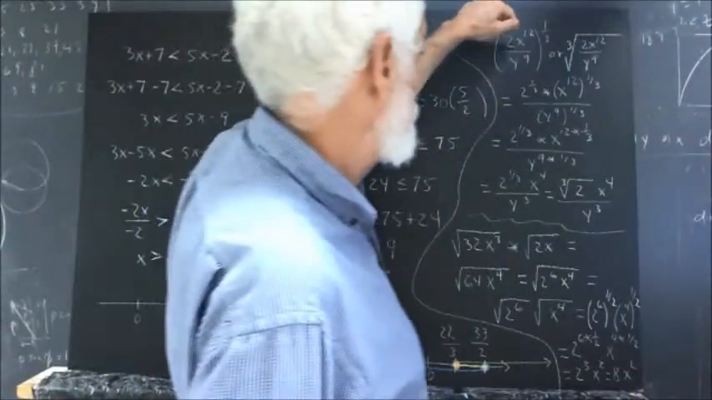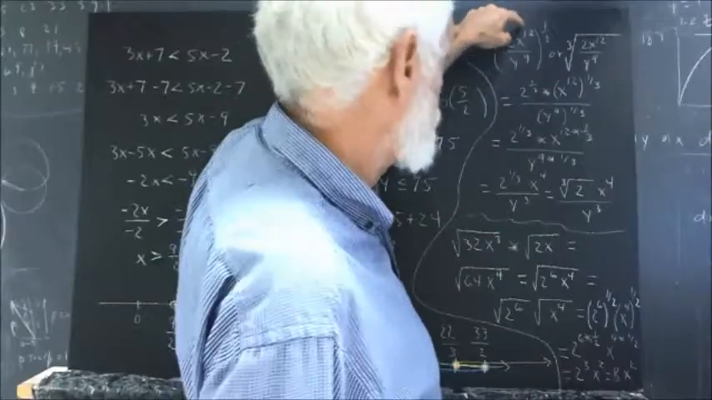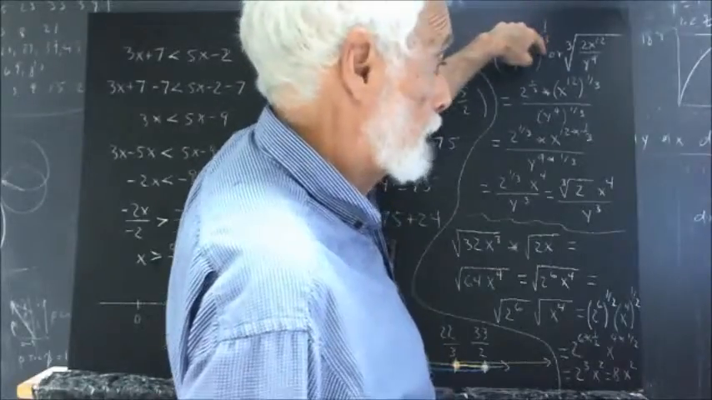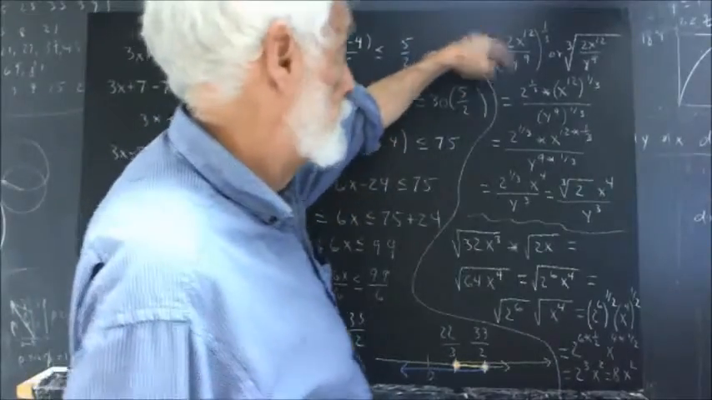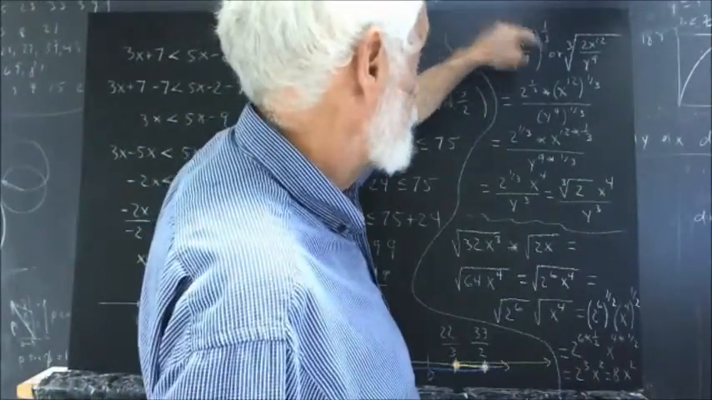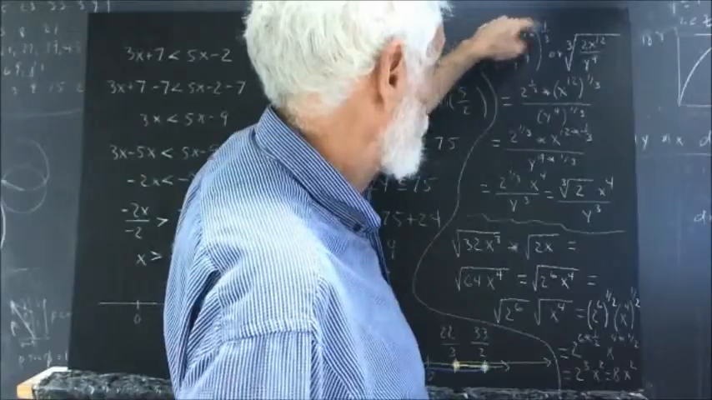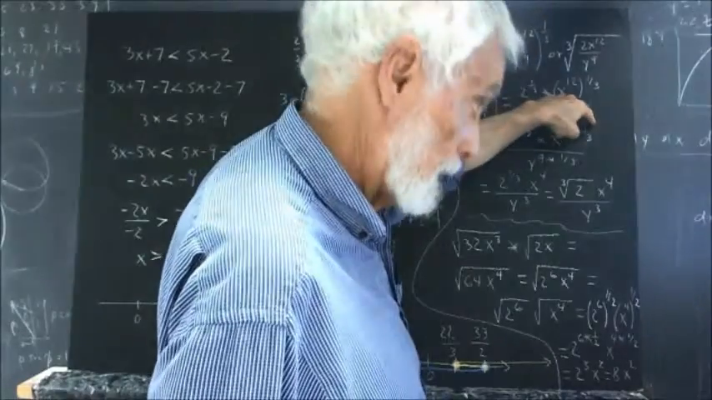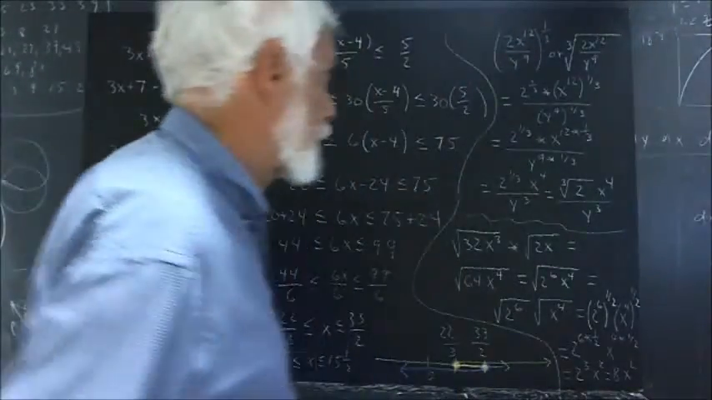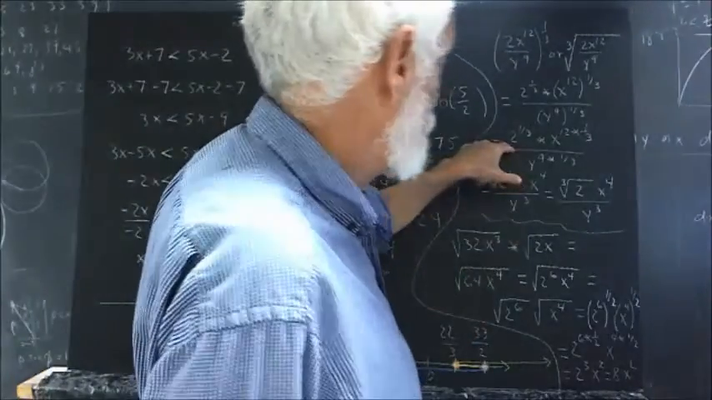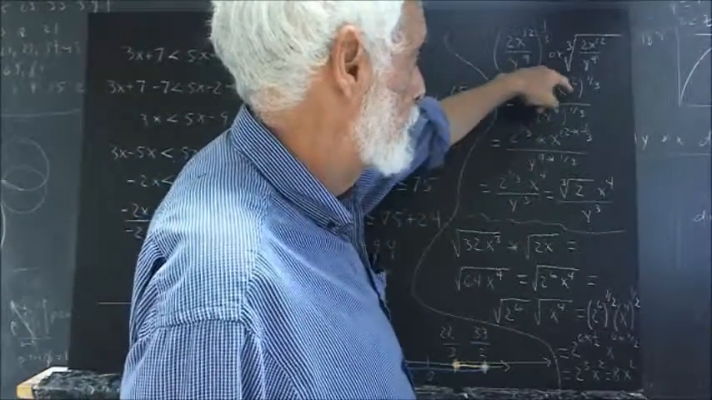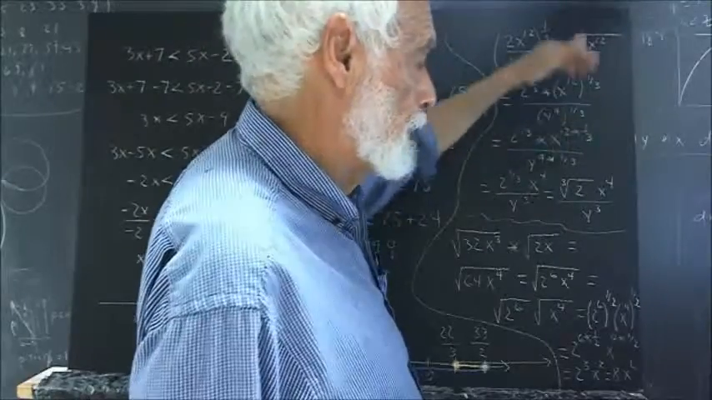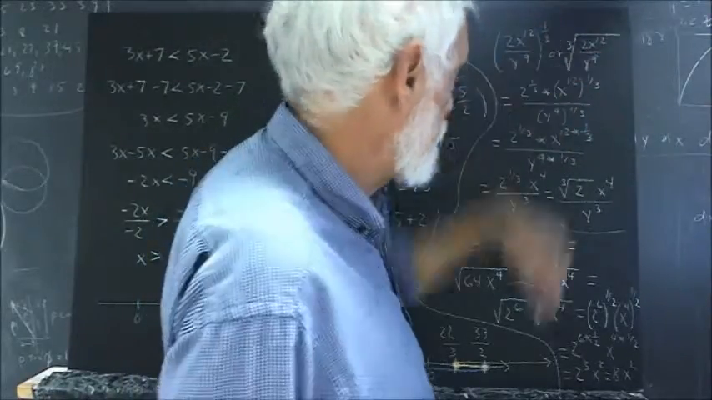So raising 2x to the 12th over y to the 9th to the 1/3 power, same as taking the cube root, means that we're going to raise 2 to the 1/3. We're going to raise x to the 12th to the 1/3. We're going to raise y to the 9th in the denominator here to the 1/3. So we get 2 to the 1/3 multiplied by x to the 12th to the 1/3, a power of a power. You're going to multiply the powers.